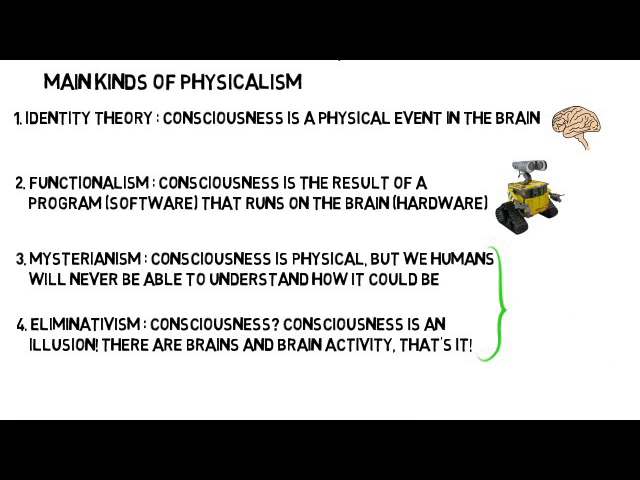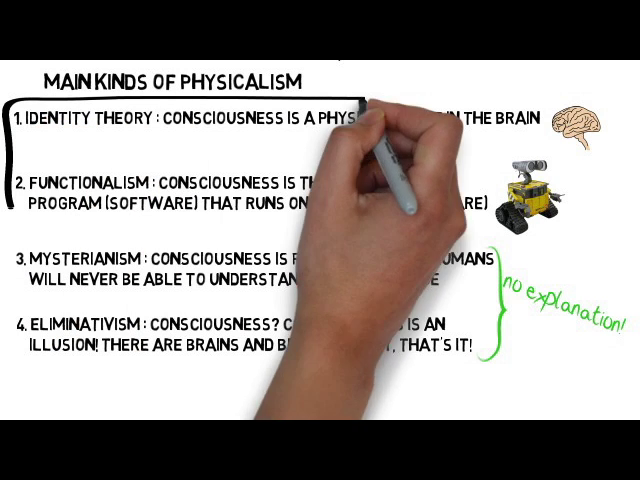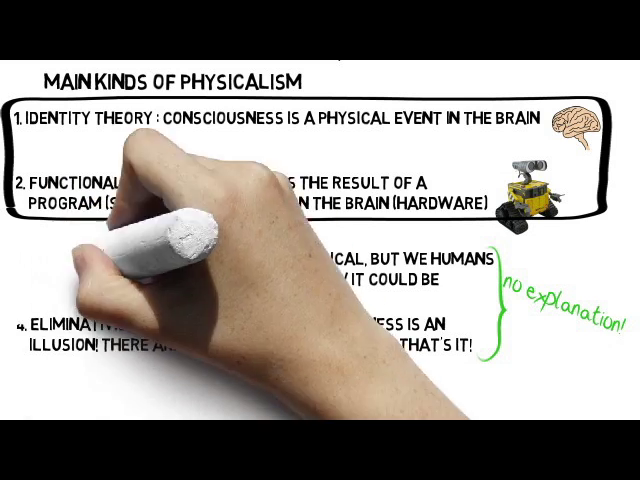The first thing to notice is that neither Mysterianism nor eliminativism offers an explanation of consciousness in physical terms. Mysterianism says that the correct explanation is forever inaccessible to us, so consciousness will always be a mystery, and there's no point in trying to explain it. And eliminativism says that there's really nothing to explain at all. While we'll talk more about these views, and especially eliminativism, later on, our main interest is in forms of physicalism that attempt to give an explanation of consciousness in physical terms. So let's take a closer look at identity theory and functionalism.